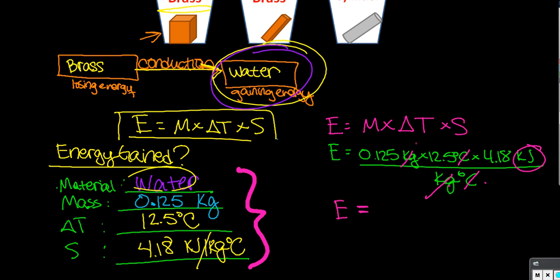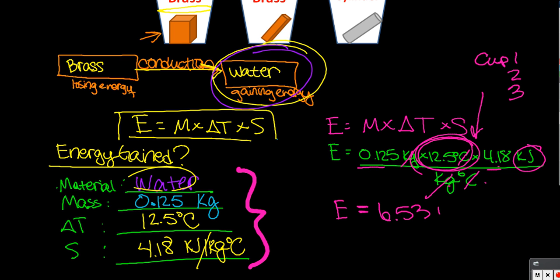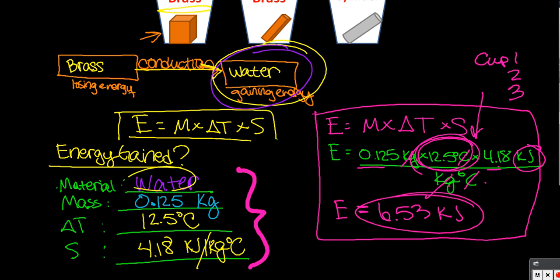The only thing that's going to be different between your information and mine is this change in temperature. In fact, that's what's going to be different from cup 1, 2, and 3. Everything else is going to be exactly the same. The 125 and the 4.18. So multiplying this out times 12.5 times 4.18 is 6.53 kilojoules. All right. So you're to be doing this for all 3 cups and then answering the analysis questions.